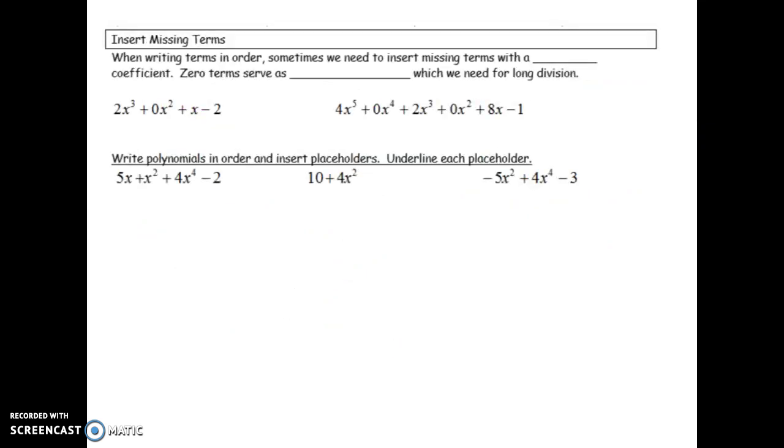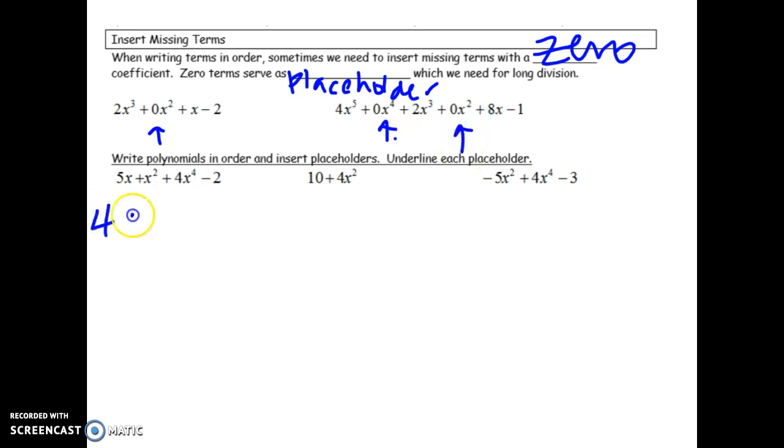Okay, so when writing terms in order, sometimes we need to insert missing terms with a 0 coefficient. 0 terms serve as a placeholder, which we need for long division. Okay, so you see how it didn't have anything to the second power, so we added a 0 here. We added a 0 here. We added a 0 here. So when I look at the first problem, I'm going to start with my 4x to the 4th.